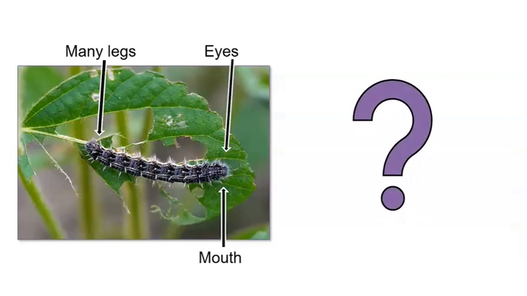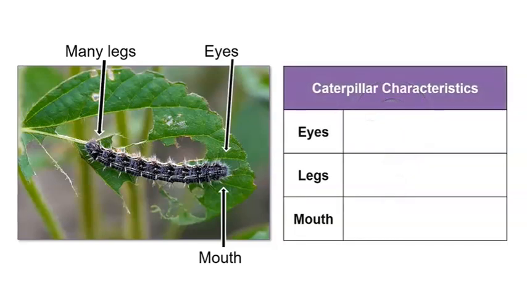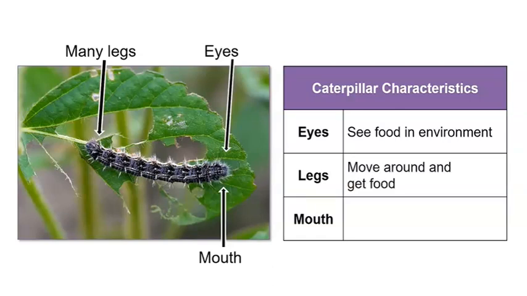So what do these characteristics do for the caterpillar? I wonder, how does each characteristic help the caterpillar survive? What do you think? I think the caterpillar uses its eyes to see food in its environment. The caterpillar uses its legs to move around and get food. The caterpillar uses its mouth to eat and drink. All these characteristics have functions that help the caterpillar survive. The caterpillar would struggle to survive without these characteristics.